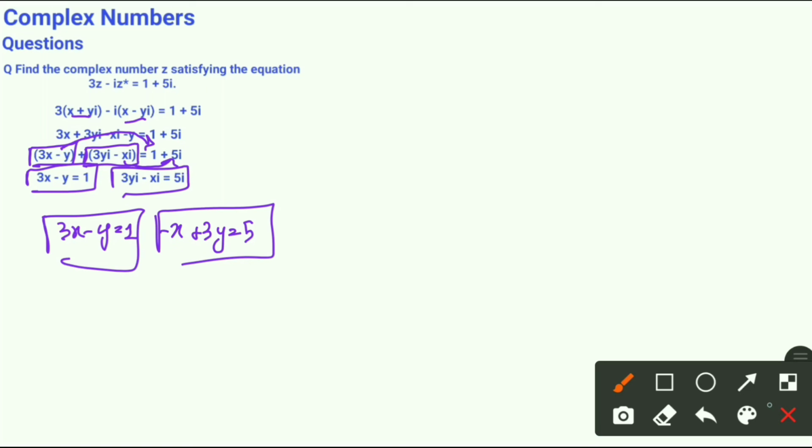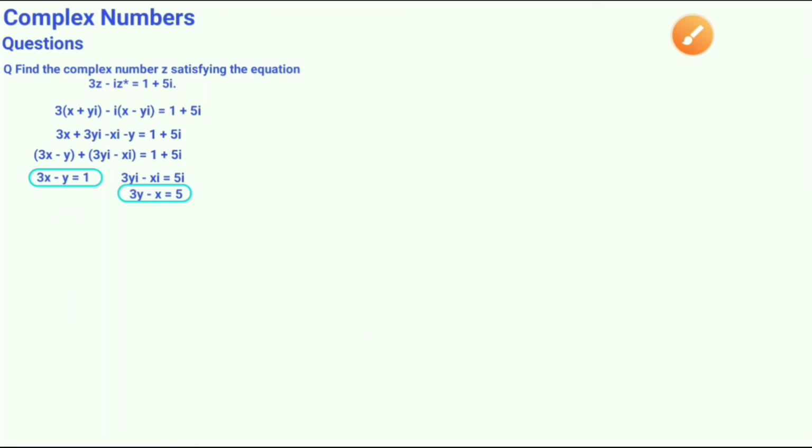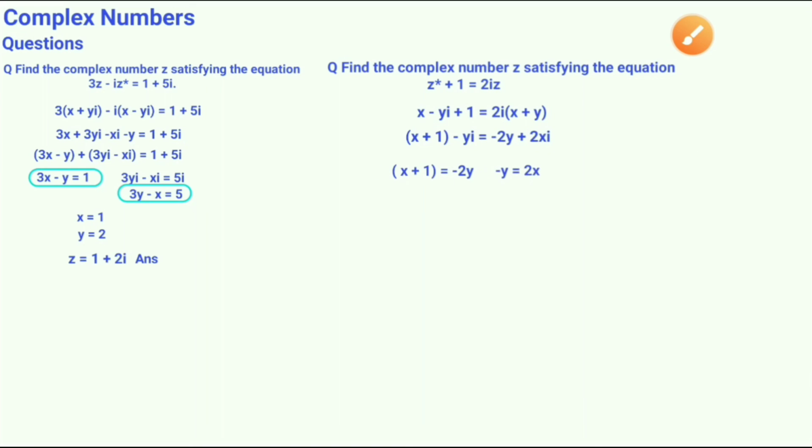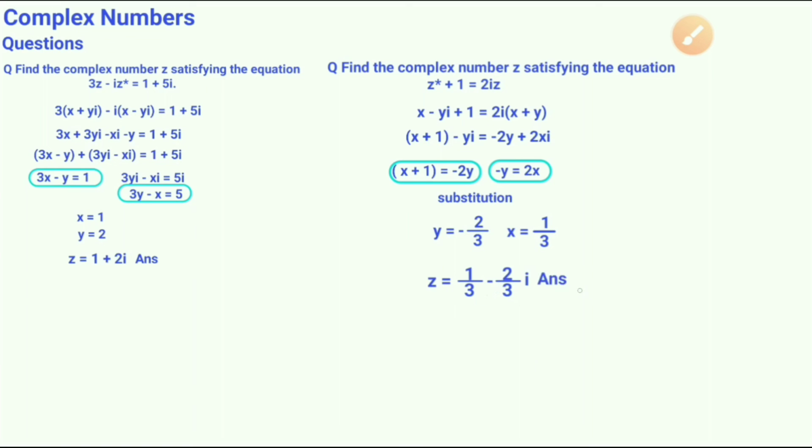Then we're going to do the substitution, either through a calculator or by yourself, and then you get the values of x and y. And there you go, you got the values. This is the answer: x is equal to 1, y is equal to 2. Then x plus y iota is 1 plus 2 iota. This is the answer. It's the same thing as before. Again do the substitution, you get these values and you get this. This is the answer.